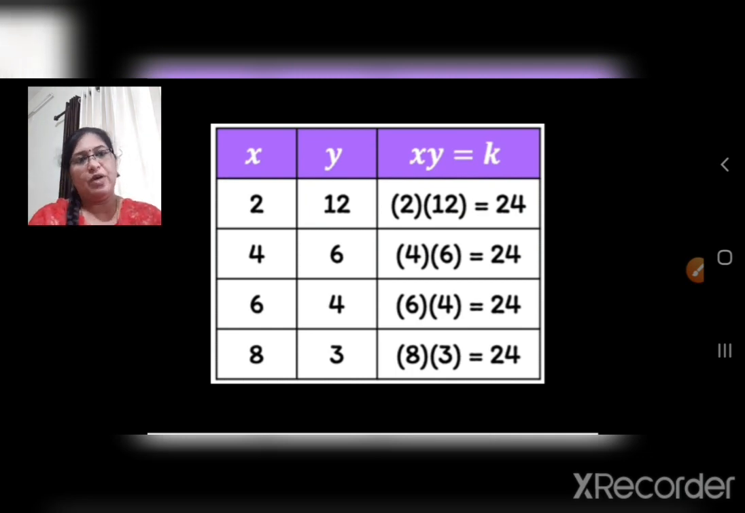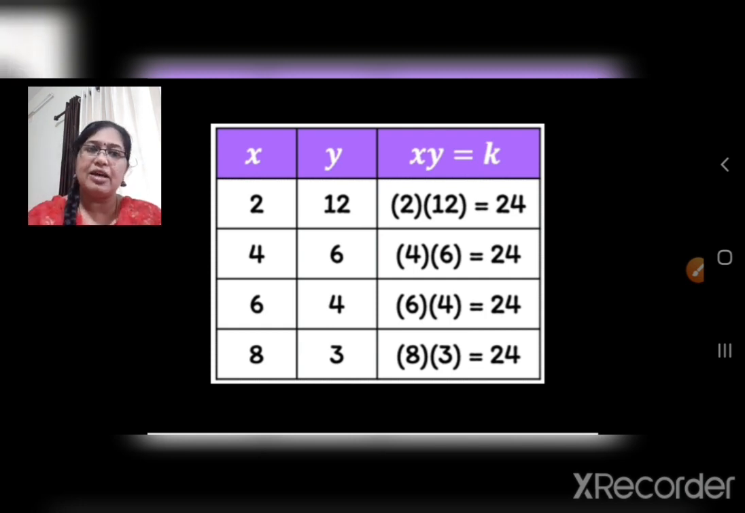Now let us see the next example. x and y values are given. We'll take them as the number of people and the number of days. If 2 people are working, the work will be finished in 12 days. If 4 people are working, it will finish in 6 days. If 6 people are working, it will finish in 4 days. And if 8 people are working, it will finish in 3 days.